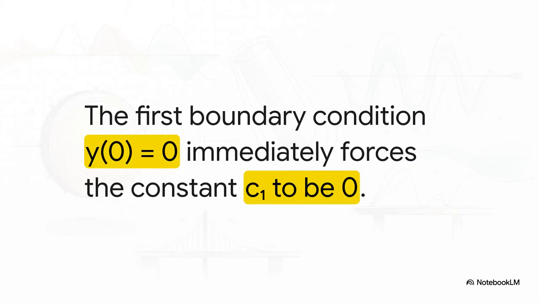All right, now let's apply our first rule. y of 0 has to equal 0. So we plug in x equals 0 into our solution. Well, you know the sine of 0 is just 0, so that whole second term vanishes. And the cosine of 0, that's 1. So we're left with c1 equals 0. That forces our first constant to be 0. A really nice quick simplification.